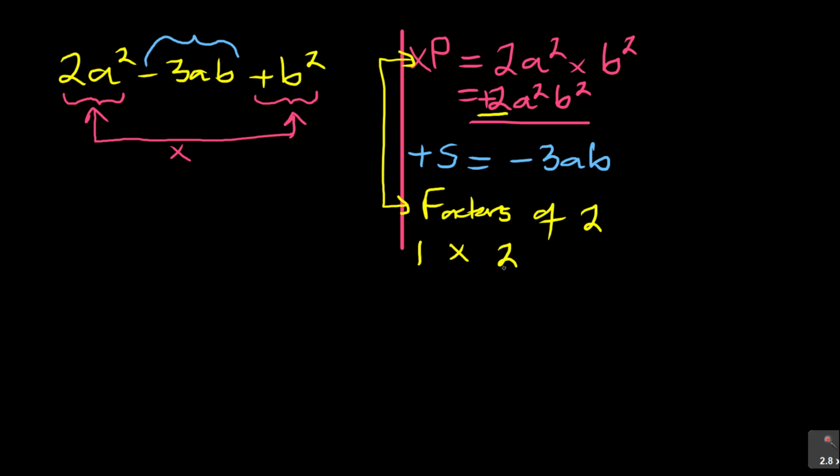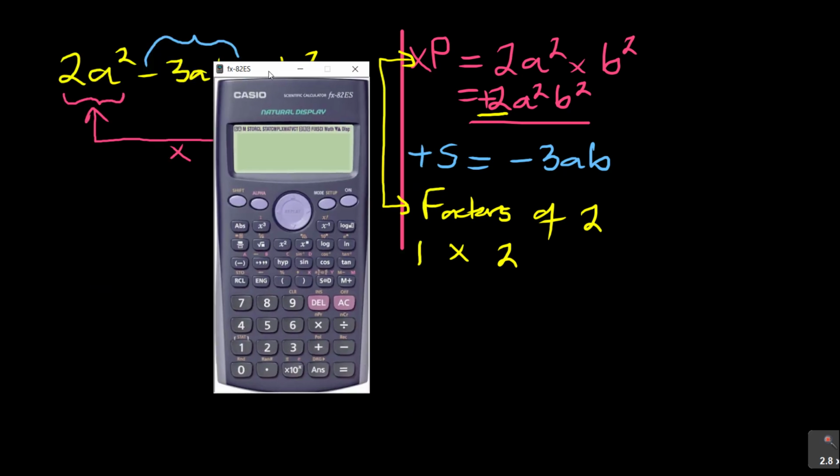Remember that I need to multiply. If I say 1 times 2, I get 2. That is my product. Now when I add these two numbers, the sum, I must get minus 3. So how can I get minus 3? Let me just take a calculator here. If I say 1 plus 2, I'm getting a 3. So if I add these two numbers, 1 and 2, I'm getting a 3.